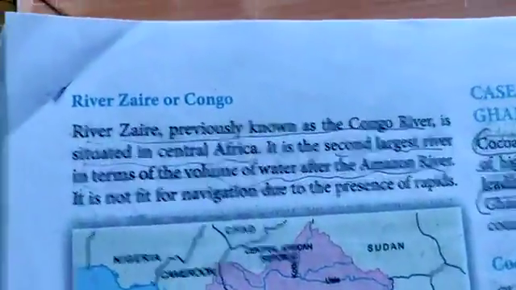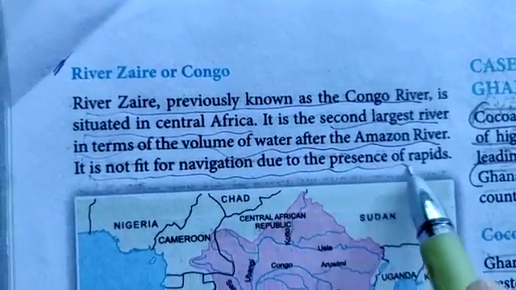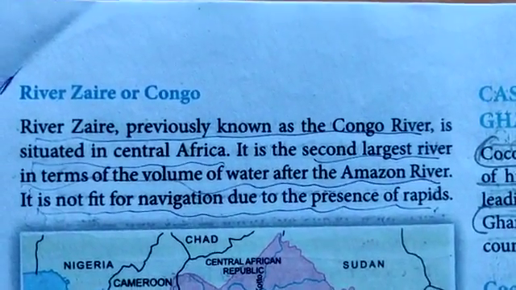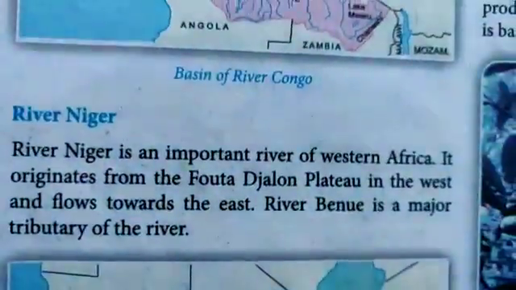Now, like other rivers of Africa, it is also not fit for navigation due to the presence of rapids. What are rapids? Very ferocious rush of water. Now we come to river Niger.